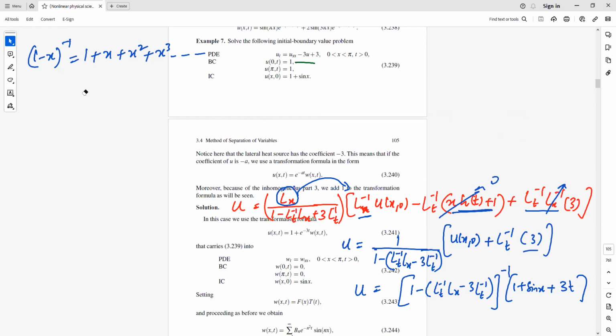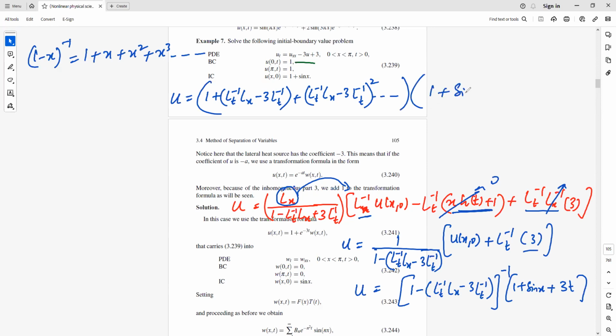So we can write it as u equals 1 plus LT inverse Lx minus 3 LT inverse, plus LT inverse Lx minus 3 LT inverse squared, and so on, applied onto this function, that is 1 plus sine x plus 3t.